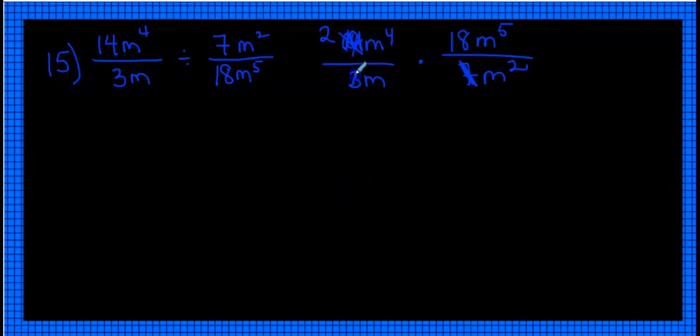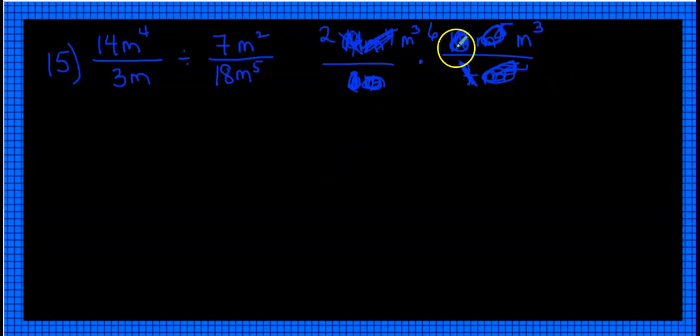The 3 and the 18, I can also cancel those. That's a 1 and that's a 6. I can do this m fourth with this m to the first. This would be an m cubed, and this goes away. If I do the m to the fifth and the m squared, not a big deal. This becomes an m cubed. I can't cancel this m cubed and this m cubed because they're both in the numerator. I end up with nothing in the denominator but 1.